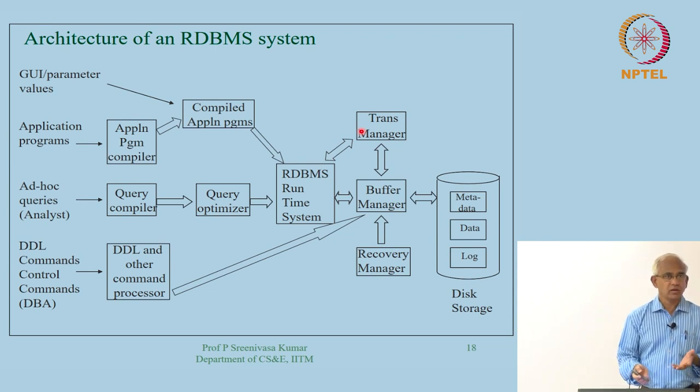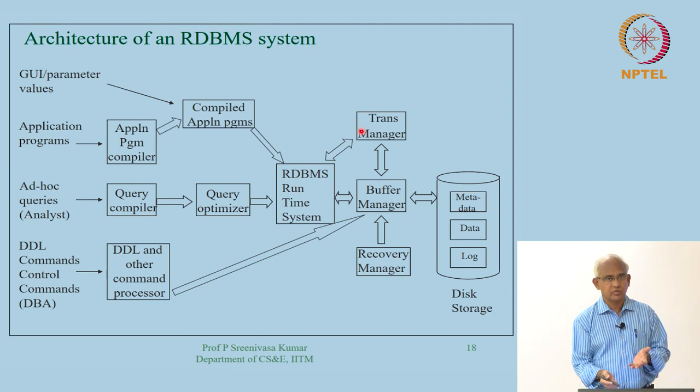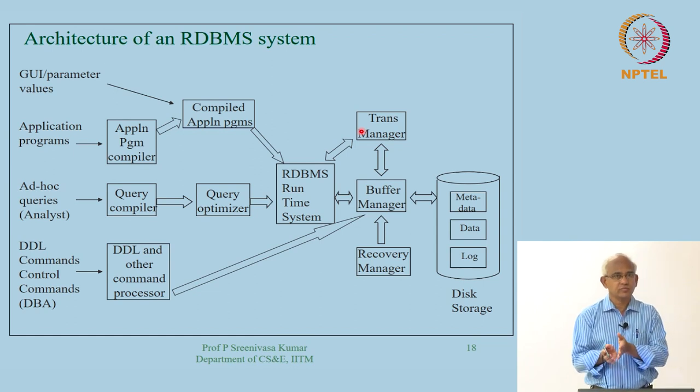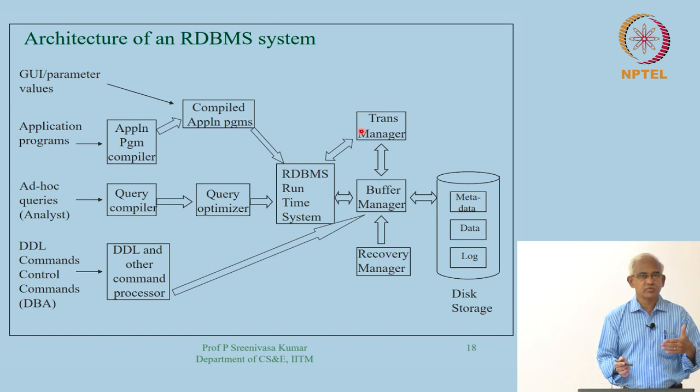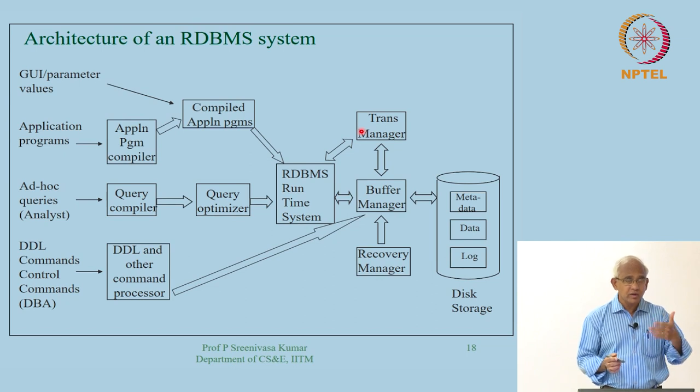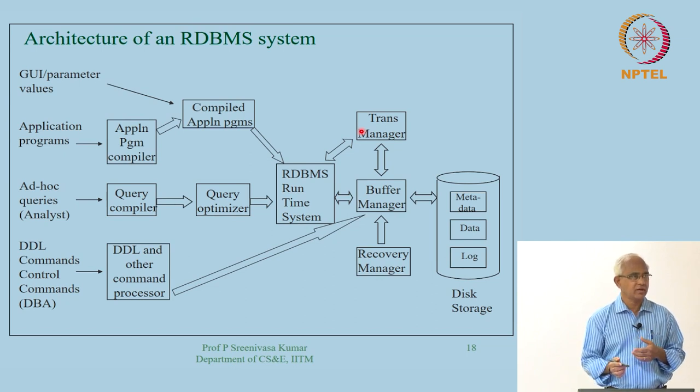For example, this is best explained using the example of a bank. So if you are transferring 1000 rupees from A's account to B's account, it has to be done in its entirety. You cannot reduce 1000 rupees from A's account and not credit it to B's account, right. It has to be done, otherwise A would end up losing money and B would not get the money, the transaction is not complete, right.